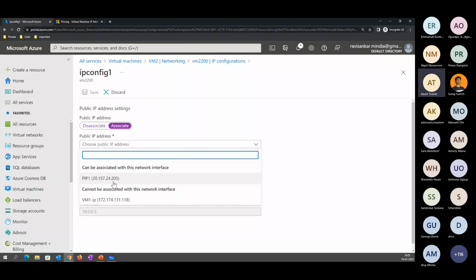But you can see there is only one IP address here. You can see PIP1. Only one is showing here. What happened to PIP2? Can you comment in the chat? Why is PIP2 not showing? Can you comment in the chat?